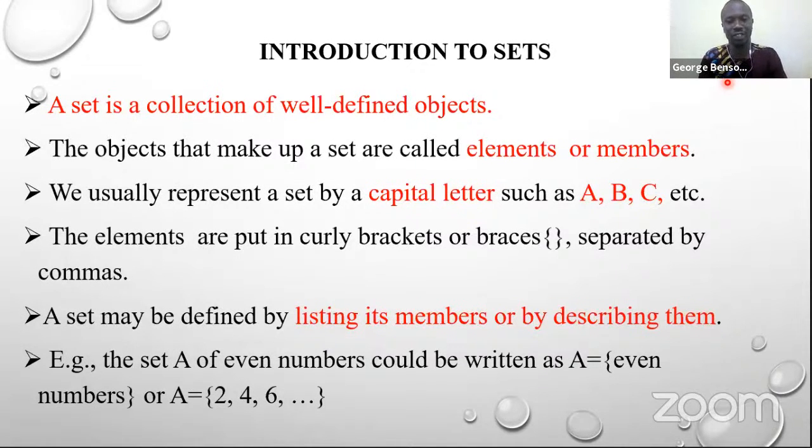So either you are using a description to identify the set, or you list the actual members. Like you can see on the screen, the set A is equal to even numbers. I'm using a description, so everybody who knows even numbers knows the composition. Or if you look at A equals 2, 4, 6, and so on, whoever sees this also knows that I'm talking about the set of even numbers.